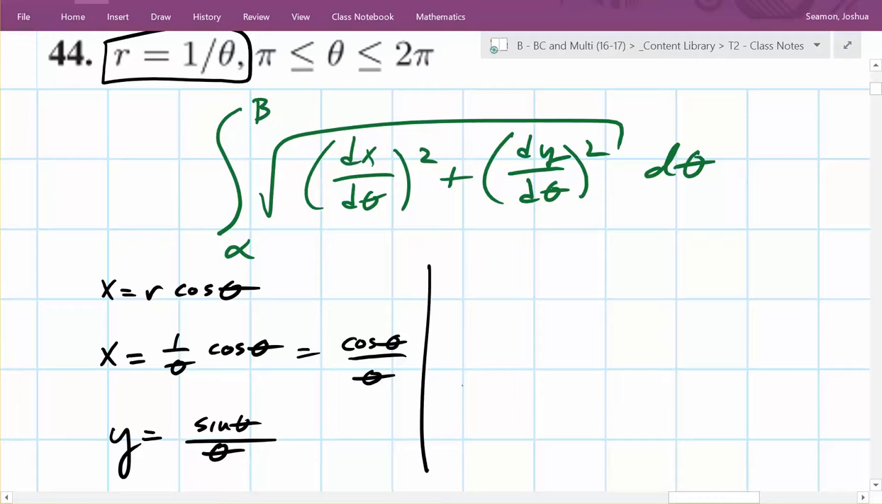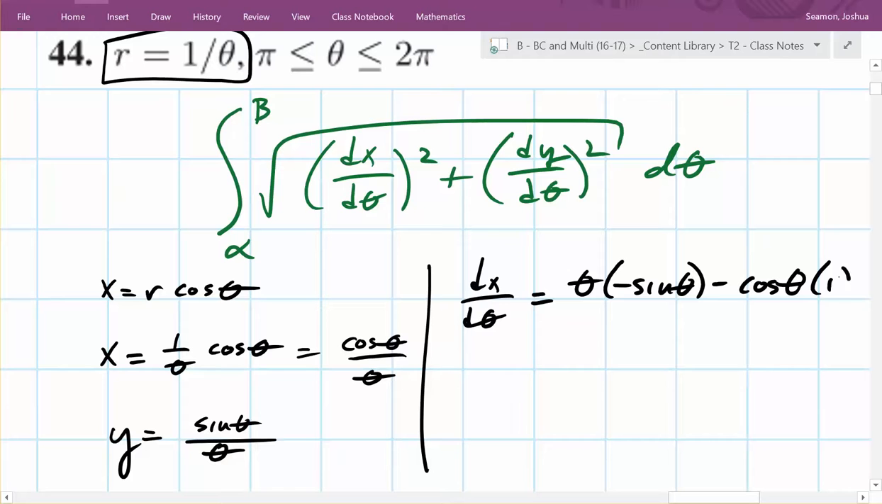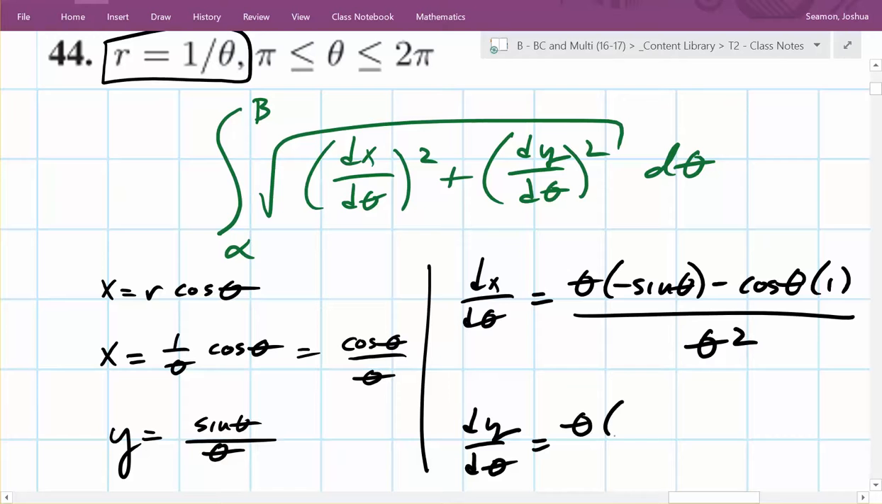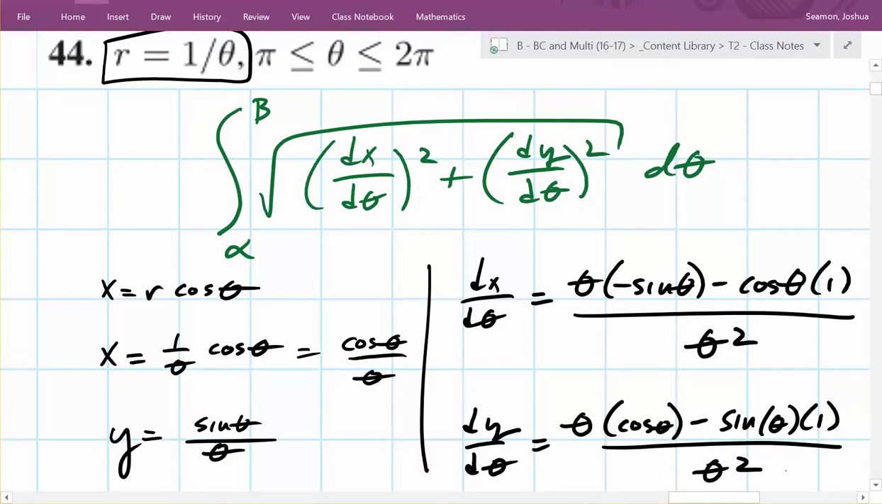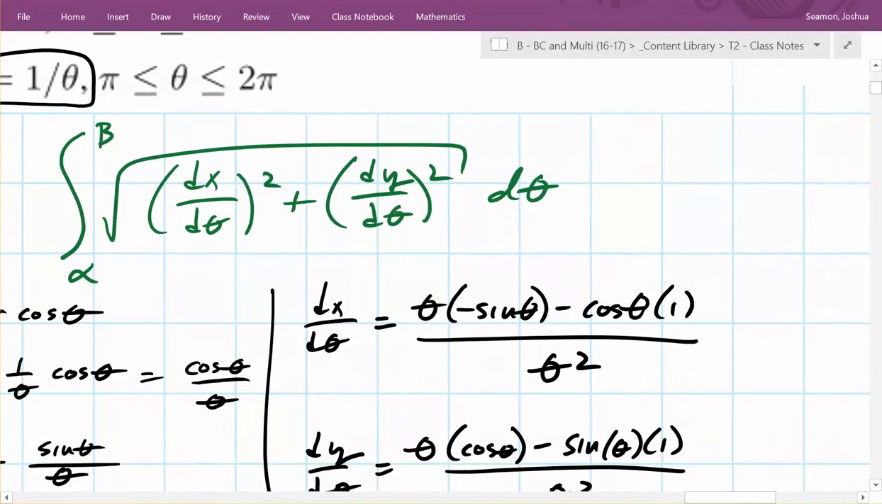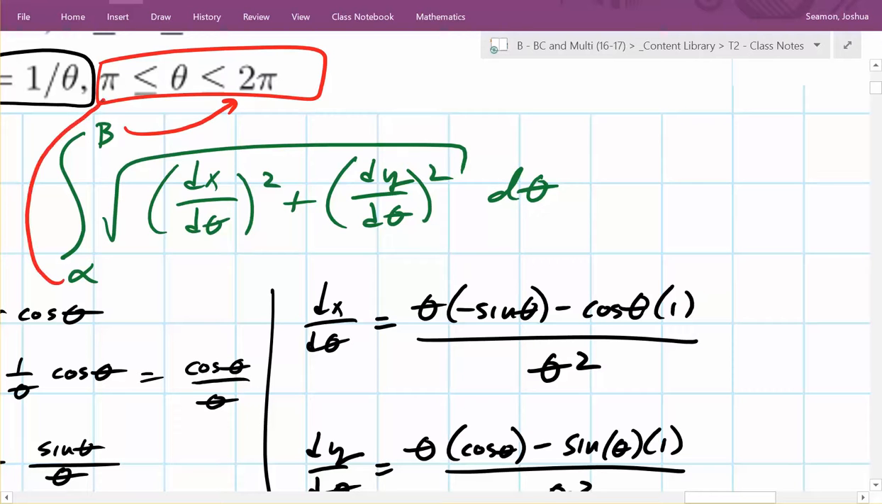So what do you have to find? dx d theta. So what rule do we have to use? Low d high minus high d low all over what? Low squared. And what does dy d theta equal? Low d high minus high d low all over low squared. And then it tells you the alpha and beta, which is kind of nice. So b is, and a is pi.